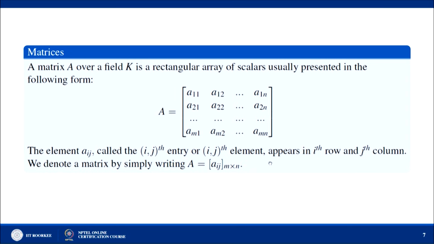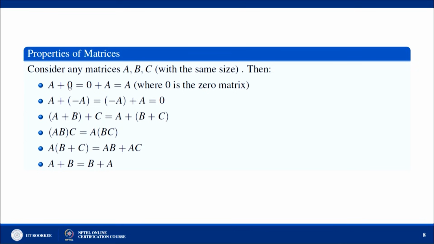So, we denote a matrix by simply writing A equals Aij, and this denotes the order of the matrix. The order of the matrix is m into n, because the number of rows here is m and the number of columns here is n. So, the order of the matrix is m cross n, rows into columns. This is the general representation of a matrix A, where Aij means any ijth element, i varies from 1 to m and j varies from 1 to n. These are some simple properties of matrices.